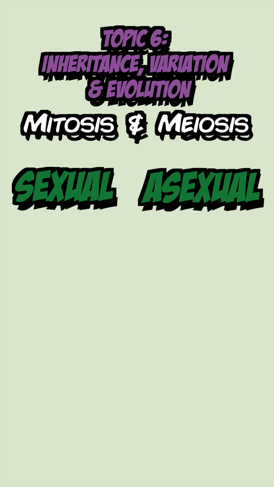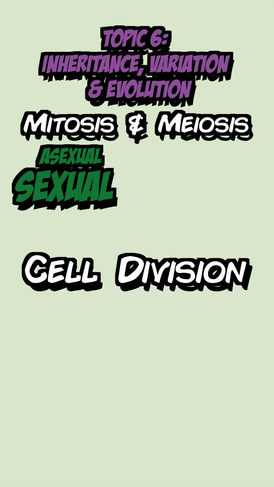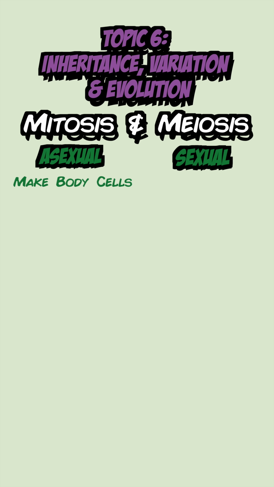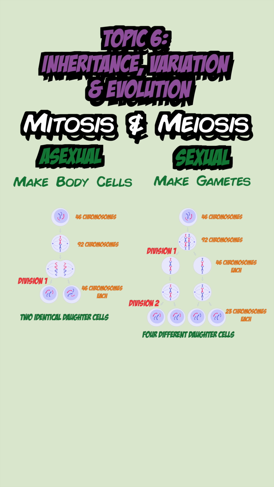Mitosis and meiosis are both examples of cell division, where mitosis is asexual reproduction and meiosis is sexual reproduction. Mitosis is used to make new body cells and involves one division, which produces two daughter cells which are both identical. Whereas meiosis is used to make gametes and involves two divisions and results in 4 daughter cells being produced, and all 4 of these are different to each other.